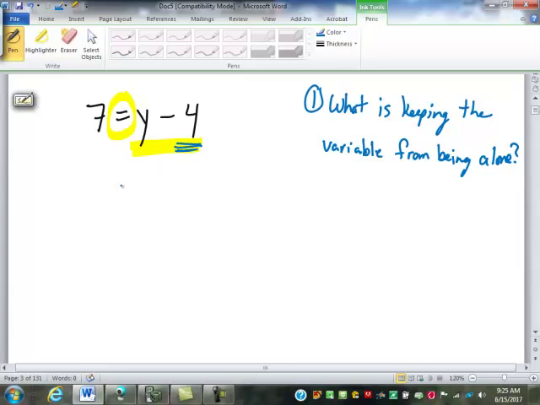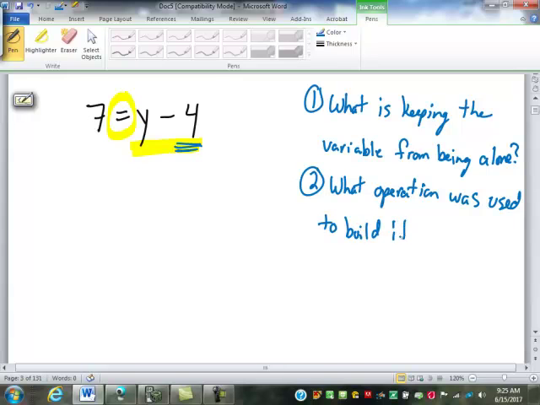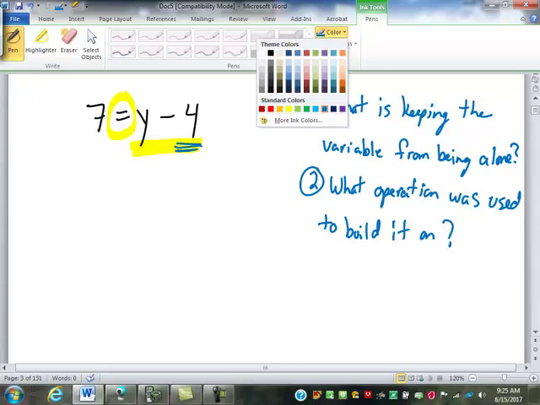The second question is, what operation was used to build it on? Really poor grammar there, I know, but what operation was used to build the 4 onto the equation, or to attach that 4 to my variable? It was subtracted, right? So now that we've answered those questions, the 4 was subtracted from the y, and that's what's keeping it from being alone.